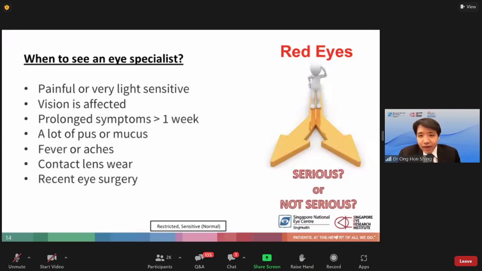And you should seek medical attention with an eye specialist if your red eye is associated with pain or light sensitivity, if your vision is affected, if you have prolonged symptoms for more than a week or it's getting worse, your eye is producing a lot of pus or mucus, if you have fever or headaches, if you wear contact lenses, or especially if you have recent eye surgery or laser treatments. So if you have any of these with a red eye, it's best to seek medical attention.